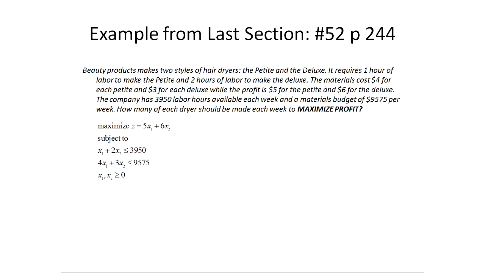So what I'll start off with is a problem that we set up last time. All we did was write the constraints and the objective function. Just to remind you, this was the problem where we had the two styles of hair dryers. We decided to call the number of petites we were going to make x1 and the number of deluxes we were going to make x2. And so we had this rule about labor. You had 1 hour of labor to make the petite, 2 hours of labor to make the deluxe. So we only had 3950 hours of labor. And that's how I get that first constraint. The second constraint comes from the materials cost, which is $4 and $3 respectively. And we only have a budget of $95.75. And then again, our objective function, we're maximizing profit. And the profit is $5 and $6 respectively. And so that's where we got all this.